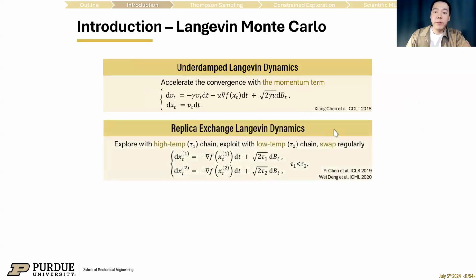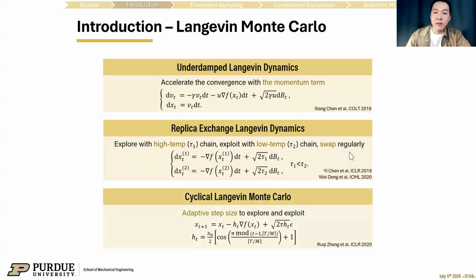The second one is called replica exchange Langevin dynamics, where we consider 2 SDEs or 2 chains with different temperatures. The low temperature chain updates slowly and can better characterize local modes, so it focuses on exploitation. The high temperature chain updates abruptly and can easily escape local minima, so it focuses on exploration. We can also design a scheme to swap these 2 chains regularly. Then the low temperature chain can escape local modes to characterize all the modes efficiently.